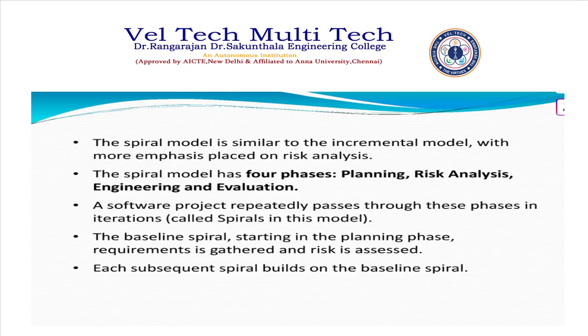The spiral model is similar to the incremental model, with more emphasis placed on risk analysis. The spiral model has four phases: planning, risk analysis, engineering, and evaluation. A software project repeatedly passes through these phases in iterations, called spirals in this model. In the baseline spiral, starting in the planning phase, requirements are gathered and risk is assessed. Each subsequent spiral builds on the baseline spiral.